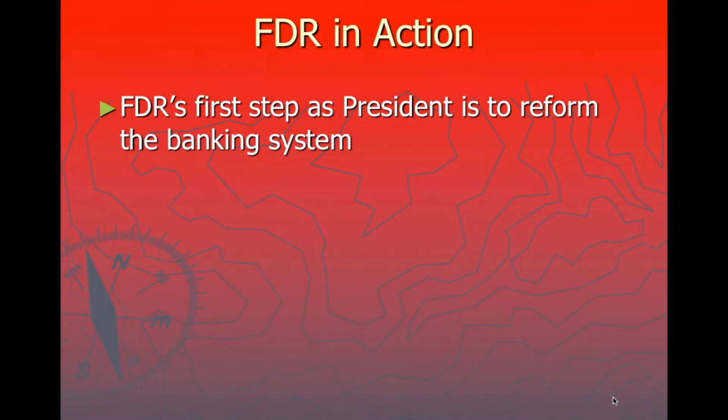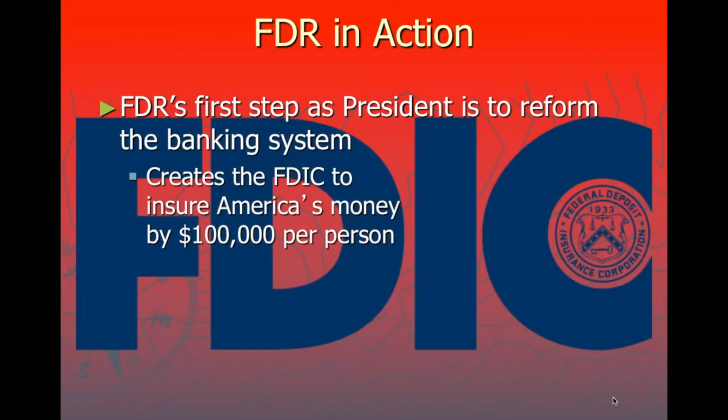So, what is FDR's first action as president? What starts his New Deal? That would be to reform the banking system. He creates the FDIC to insure America's money by $100,000 per person. You can actually go to your local bank today and see that the FDIC still insures your money. Now it's up to $250,000 because $100,000 isn't worth as much anymore.